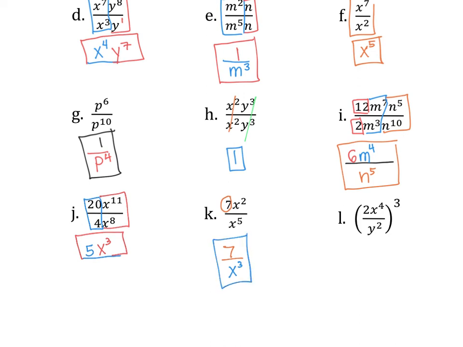Okay, now L, I'm trying to trick you. I'm not trying to trick you, I'm trying to make you think. There's nothing I see that's going to cancel, but I have this third power, which means I'm going to write this out 3 times.